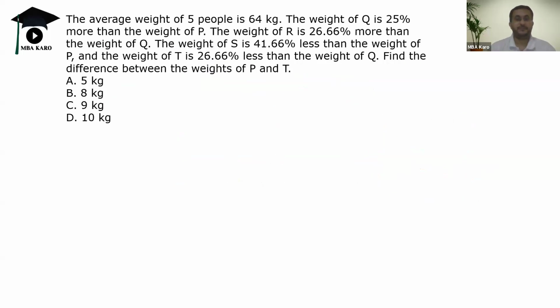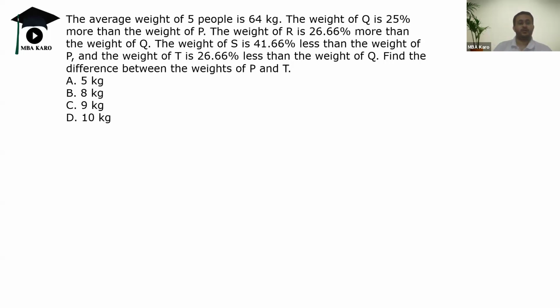The average weight of 5 people is 64 kg. The weight of Q is 25% more than the weight of P. The weight of R is 26.66% more than the weight of Q. The weight of S is 41.66% less than the weight of P. And the weight of T is 26.66% less than the weight of Q. Find the difference between the weights of P and T.